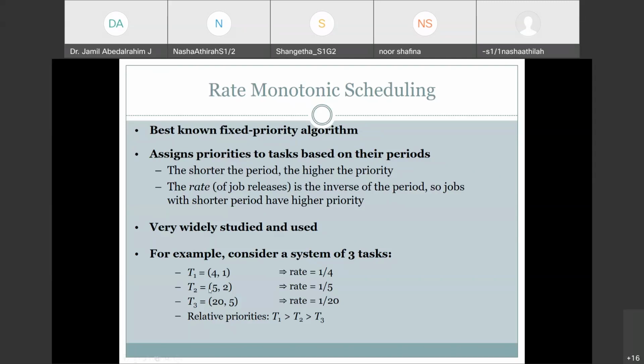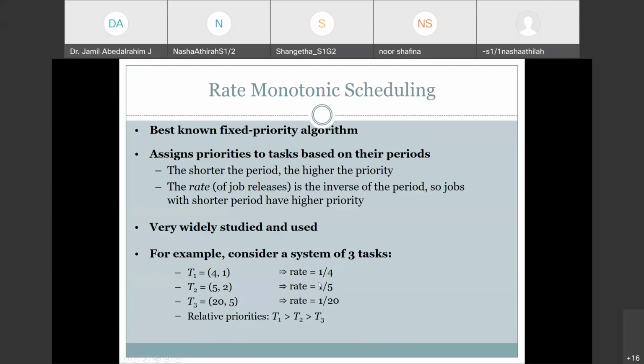So look at this example. We have here 3 tasks. Task 1, period 4, execution time 1. Task 2, period 5, execution time 2. And task 3 with period 20 and execution time 5. Which one has the highest priority here? The least period. So task 1 has the highest priority, then task 2 has the middle priority, and the longer period has lower priority.